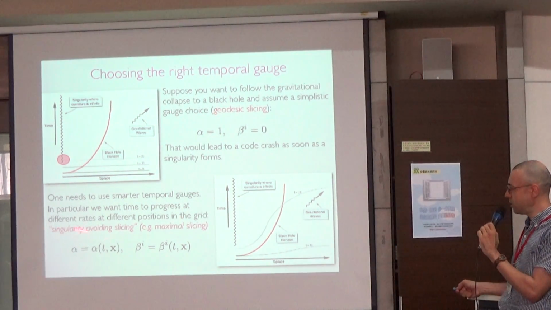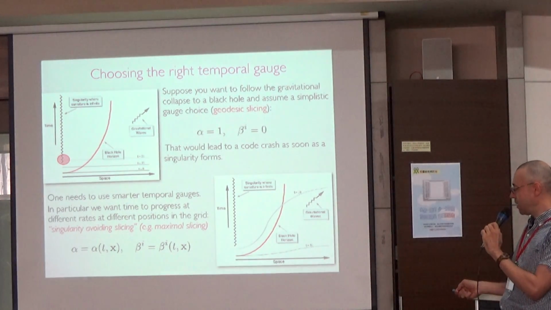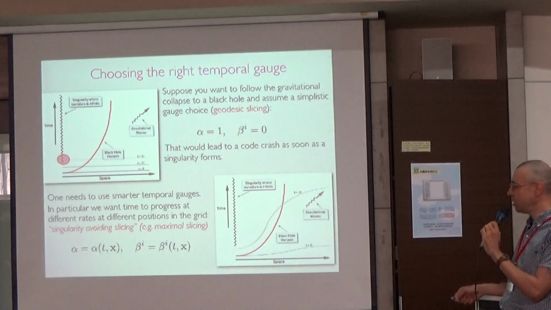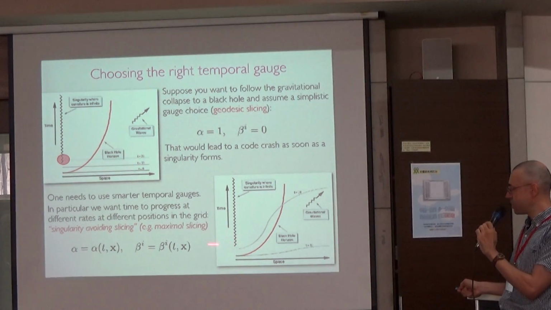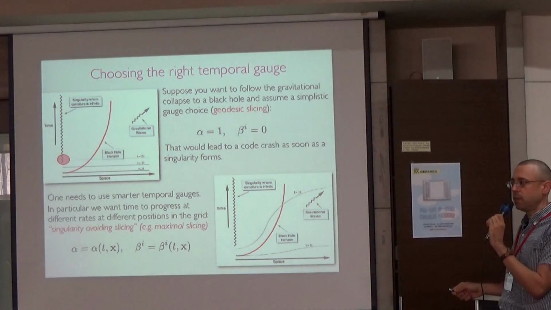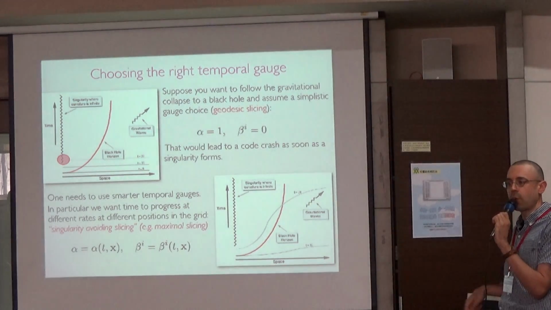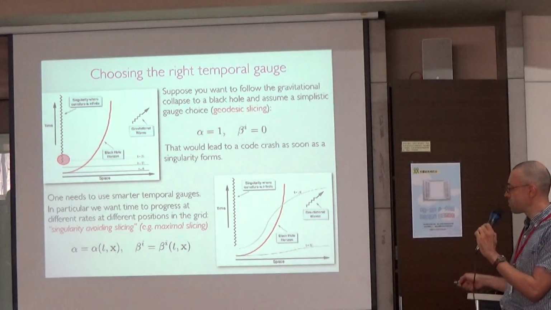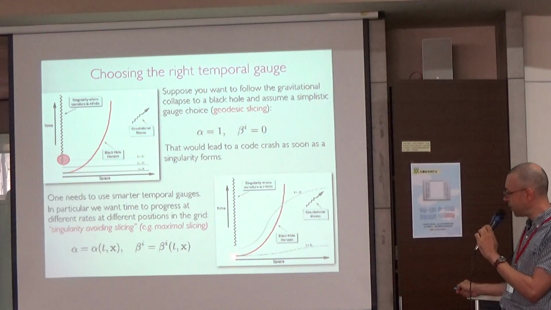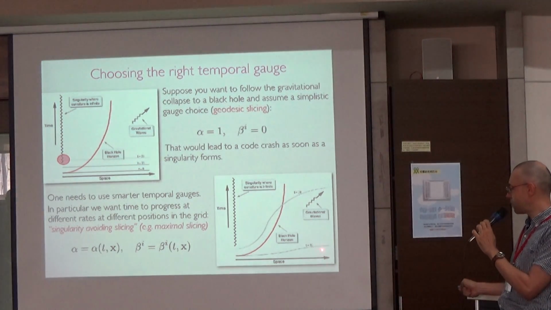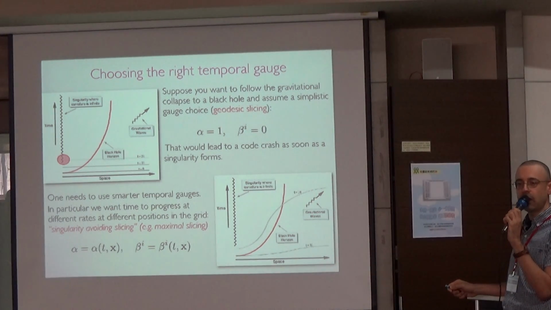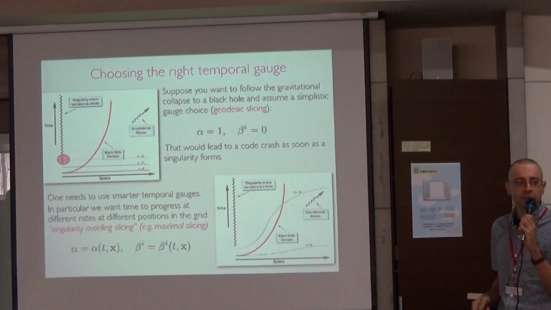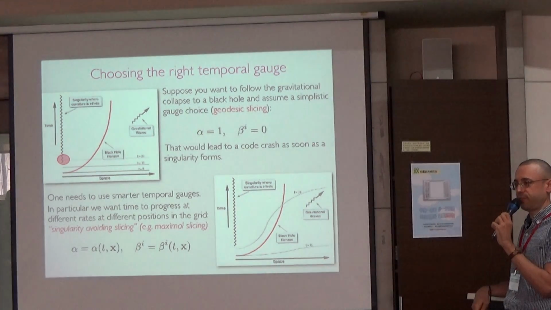Okay? So choosing alpha in a clever way allows us to continue the evolution with our algorithm. Because even if there is a physical singularity, it will not be reached in our code. Because the time flows very slowly here, so that it never reaches the singularity, while it flows with some reasonable speed far from the singularity, so that we can proceed with our simulations and compute gravitational waves.